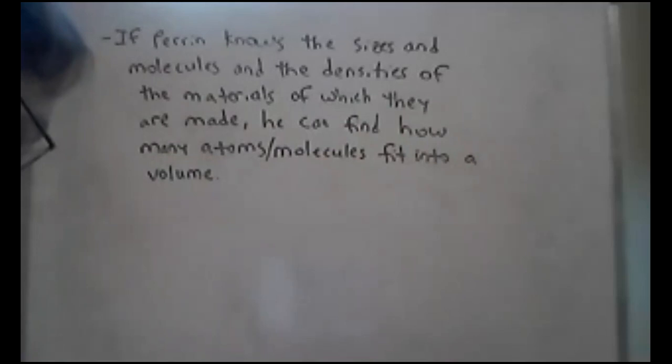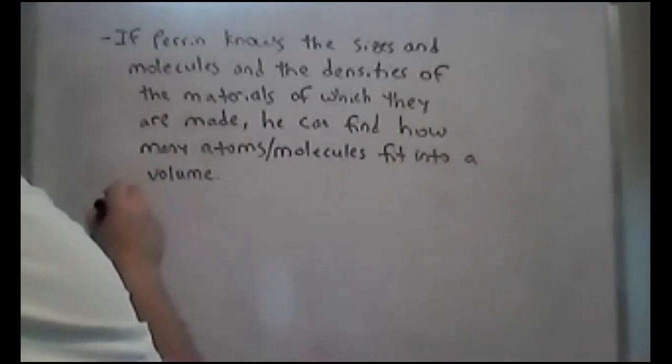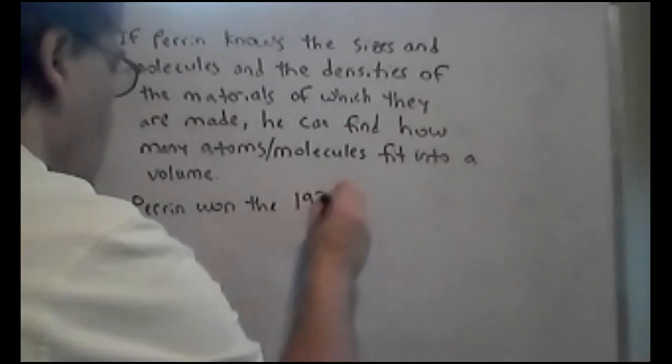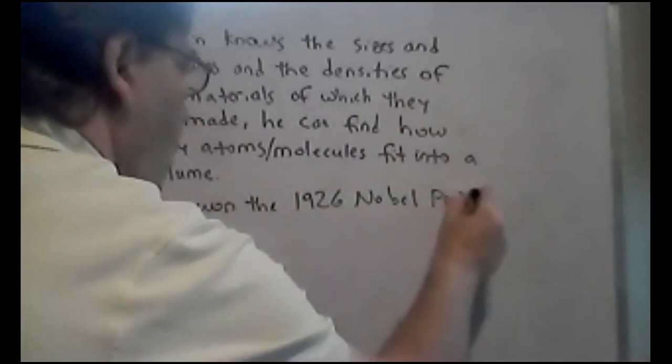So again, Perrin took Einstein's ideas and ran with them. Perrin won the 1926 Nobel Prize in Physics for his achievements. So Perrin became a Nobel laureate.